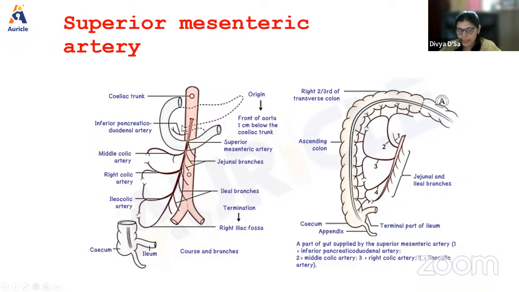So what are the branches it gives? From the convex left side, it will provide about 12 to 15 jejunal and ileal branches, which will be forming the arcades and supplying the jejunum and ileum. Whereas from the concave right side, from above downwards, first it will give the inferior pancreatico-duodenal artery. Then it gives the middle colic, the right colic, and the ileocolic. Each of these will give ascending and descending branches, which will be anastomosing with each other, supplying the large intestine.